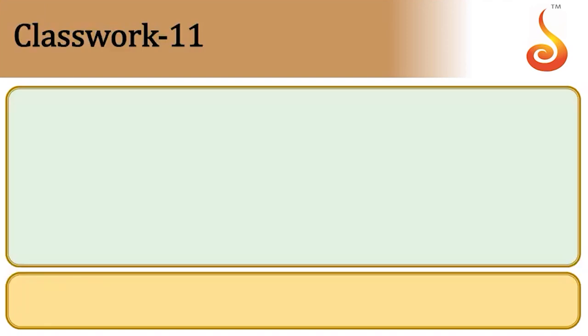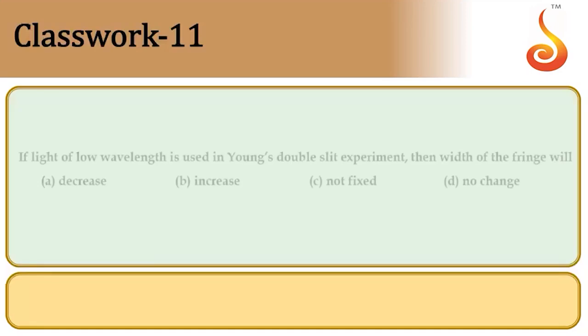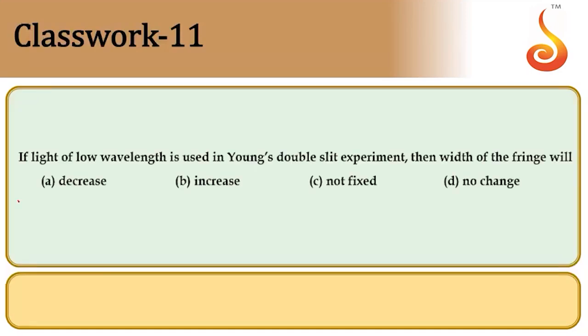Few questions based on wave optics. If light of low wavelength is used in Young's double slit experiment, then the width of the fringe will be. So now beta is given by lambda D divided by d. Now if the wavelength decreases, the fringe width decreases. So as the wavelength of the light used decreases, the fringe width also decreases. A is the correct choice.